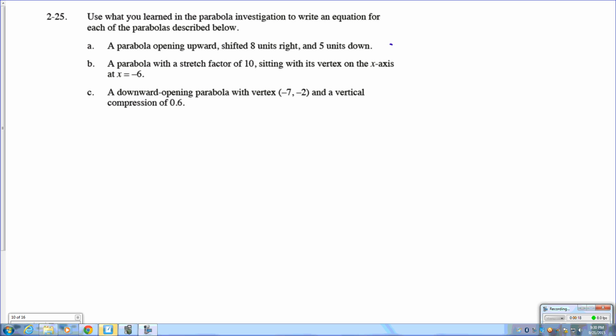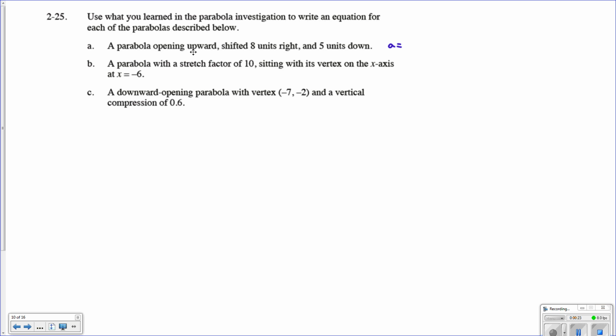So let's go ahead and write out our values of A, H, and K. A, we know it opens upward and it doesn't have anything mentioned about the stretch factor, so we're going to say A is 1. H, if it's shifted 8 units right, H is going to be 8. And if it's shifted 5 units down, that means K is going to be -5. So our vertex is the point 8, -5, and we have +1 as our stretch factor.